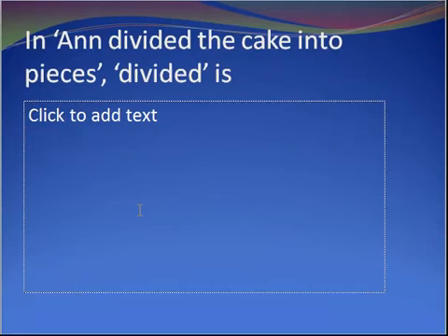Let's try one more. Anne divided the cake into pieces. Here we've got divided, and it's only one verb. There's only one verb, not more. There are no more verbs in this sentence. You can in fact work out all the word categories in this sentence by now.